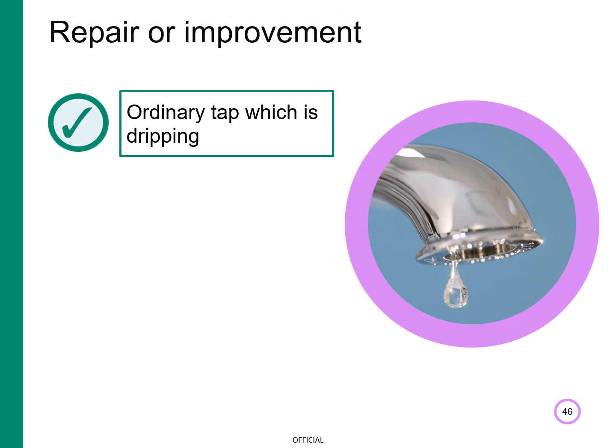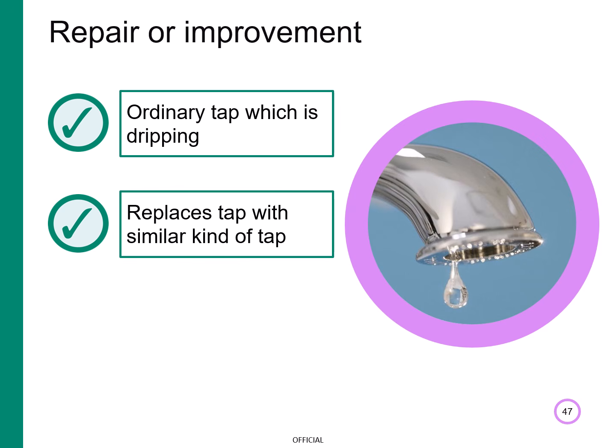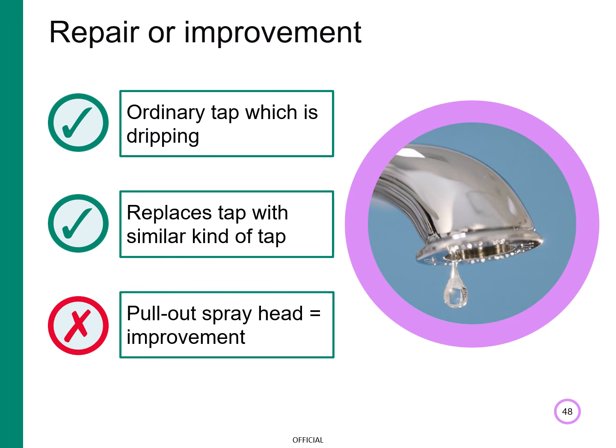Here's an example. A landlord has an ordinary tap which is dripping. He replaces the faulty tap with a similar kind of tap. This is an allowable expense as a repair. If the landlord replaces the ordinary tap with one that has a pull-out spray head, then this is an improvement because the new tap can perform more functions than the old one. This is a capital expense and can't be included as an expense when working out your profit or loss.